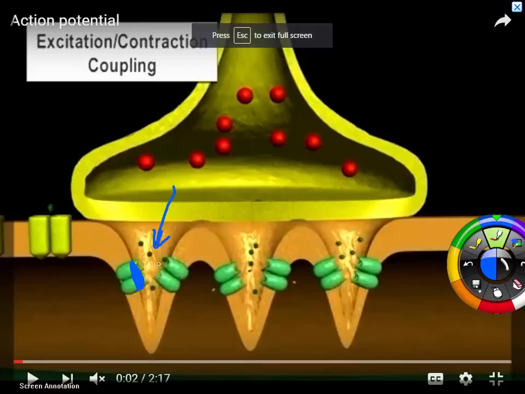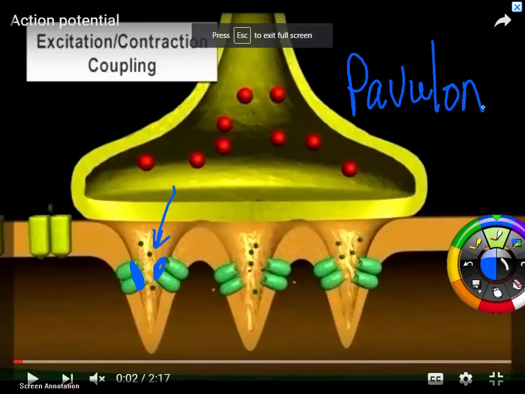So watch. There's a drug out there, and I forget the name, that prevents acetylcholinesterase from breaking down the acetylcholine. And if you prevent that from breaking down the acetylcholine, any acetylcholine that is released will continue to stimulate that muscle. Have you ever heard of a drug called Pavulon? Have you ever heard of it?